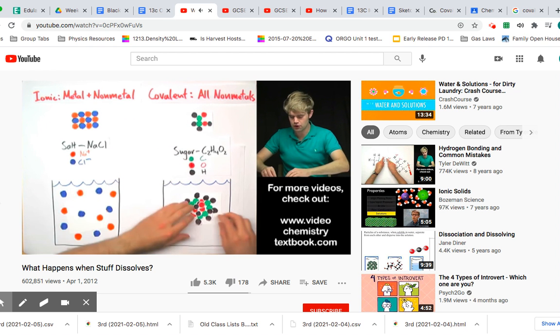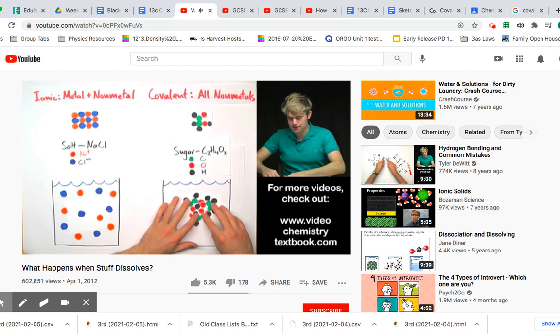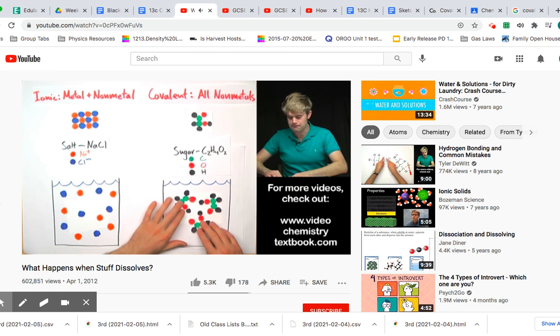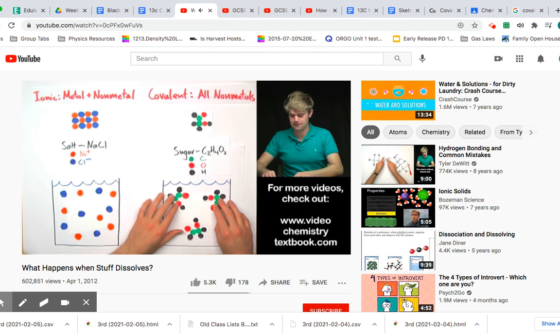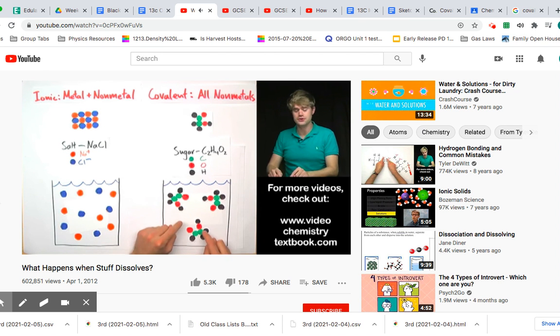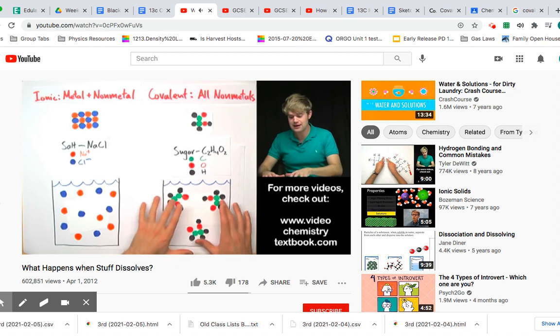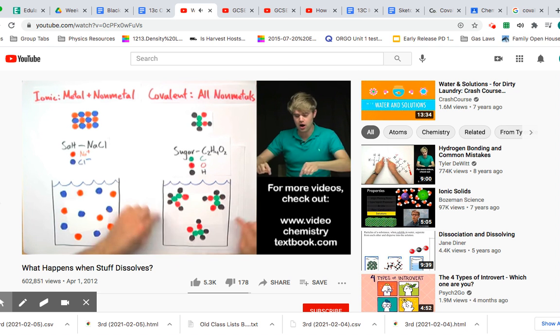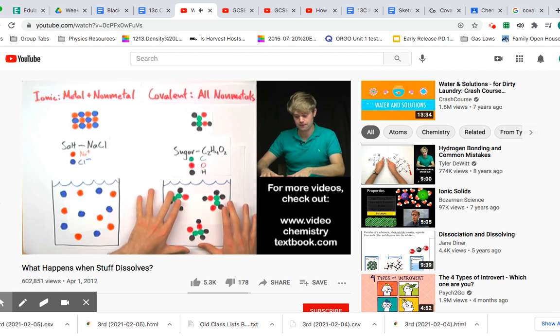It goes in the water, we stir it around, and the grain of sugar is going to break up like we saw the grain of salt break up, but it's going to break up in a different way. It's going to break up into the individual molecules that made it up. But these molecules are not going to break up into the individual atoms. They're going to stay as molecules, and those molecules are going to start floating around in the water.